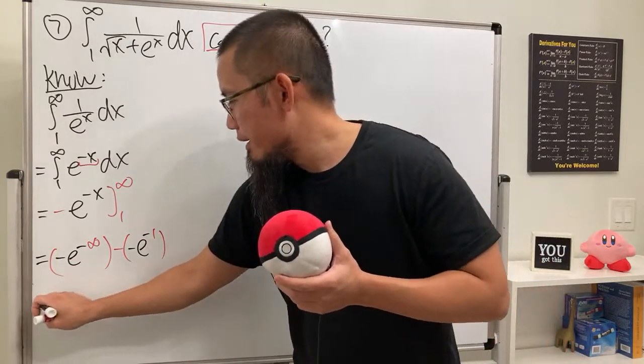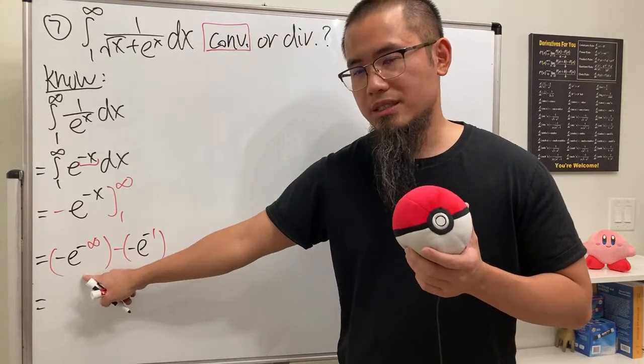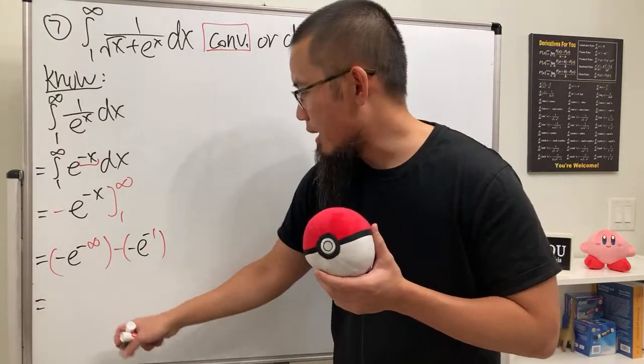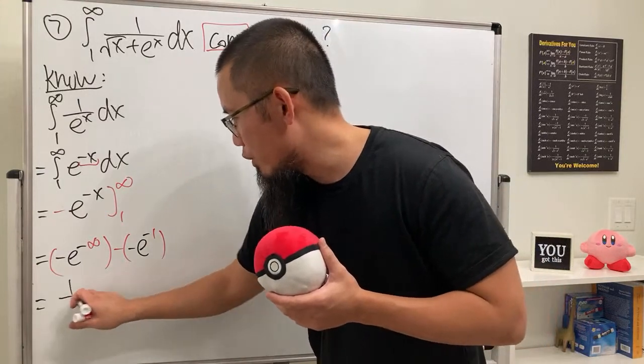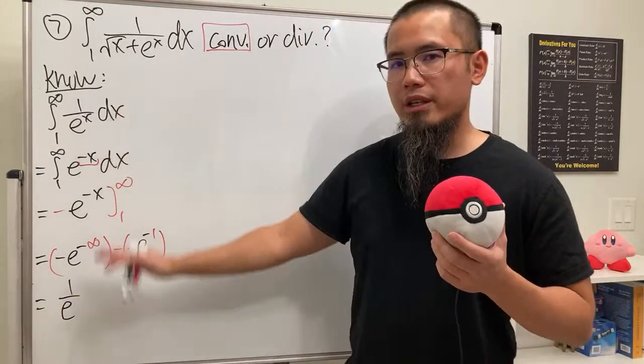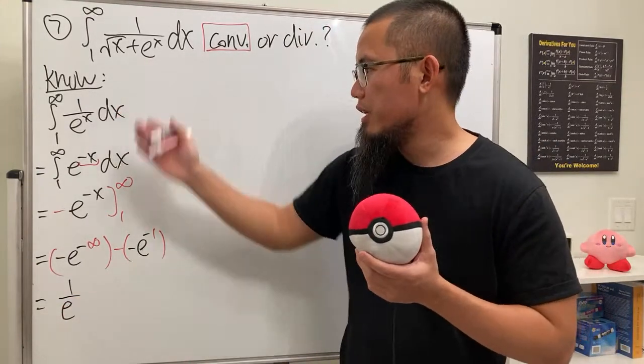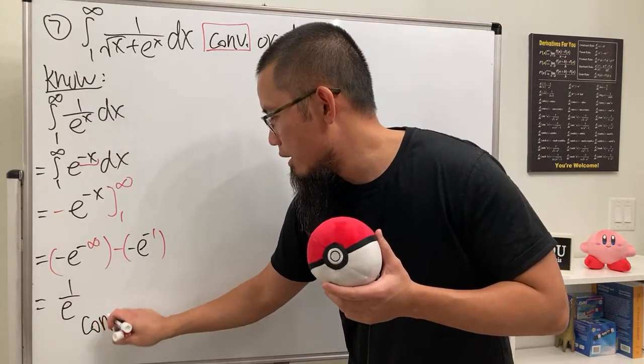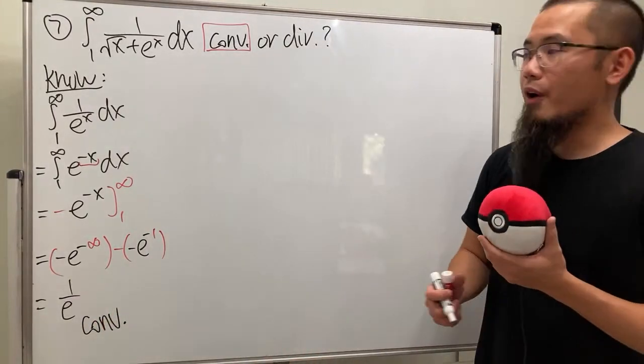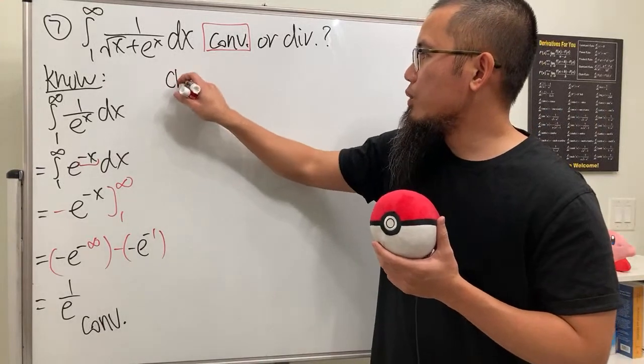Okay. Good news. This right here is 0. Negative is positive. And then we have e to the -1, which is 1 over e. So this right here does give us a finite result. Therefore, this right here converges. All right. And now we are going to do the check.